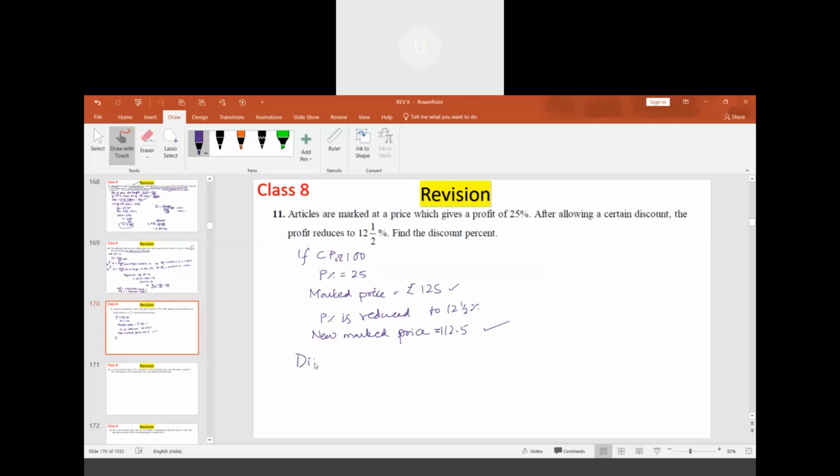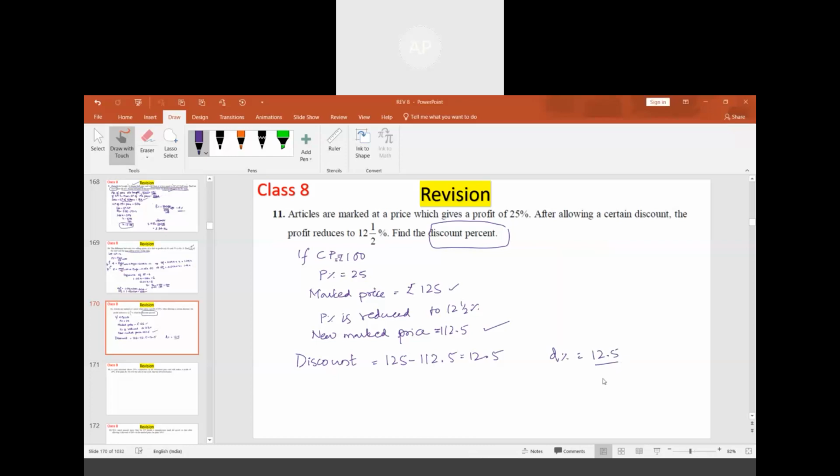Now we can find out the discount. Discount will be the market price minus the new market price, which is 12.5. Discount percentage is discount divided by 100, because we have taken the cost price as 100.